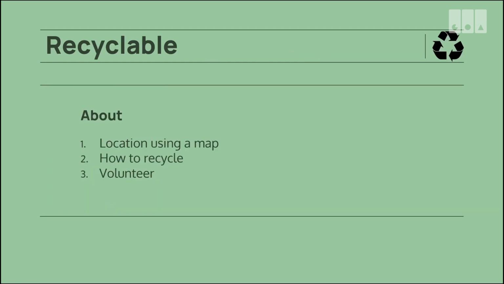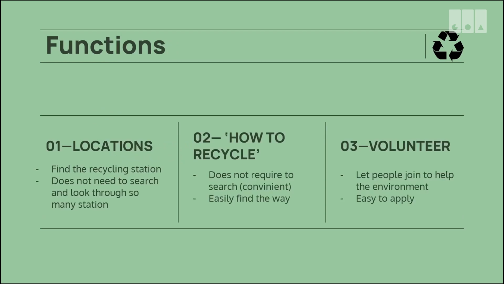Our app primarily focuses on recycling opportunities and knowledge, so we've chosen to include functions that will allow one to make an effort in improving their community. Speaking of functions, there are three main functions of the app. The first is location, which is to be able to easily locate nearby stations to reduce the time spent searching. Two is a how-to on recycling so that a person could eliminate the difficulties that sometimes exist when trying to recycle. Three is an easy-to-apply way to volunteer for people who want to join and help the environment.